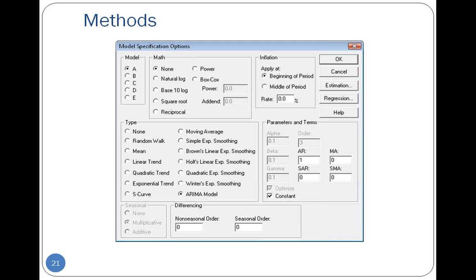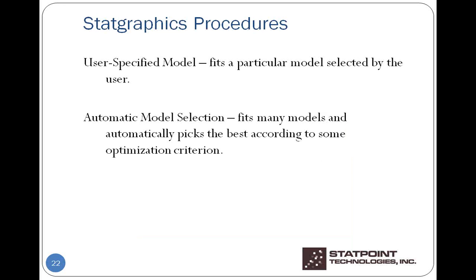I'm going to illustrate for you two procedures in Statgraphics. Actually, both of these are under the forecast menu item. The first is called user-specified model. If I select user-specified model, then what it will do is it will fit a particular model that I tell it to fit. For example, if I wanted to do simple exponential smoothing, I might go to the user-specified model and tell it to do simple exponential smoothing. Now, it will, if I ask it to, find the optimal value of any unknown parameters. And if you've done any exponential smoothing, you know it involves an alpha, a smoothing constant.